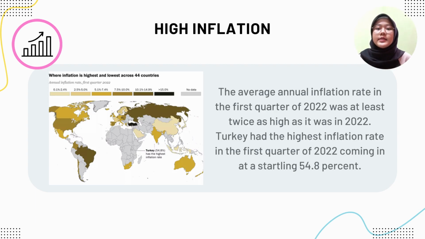Turkey has the highest inflation rate of all the nations in the first quarter of 2022, coming in at a startling 54.8%. Turkey has had high inflation for a long time, but in late 2021, it spiked as a result of the government's unorthodox economic policy, such as reducing interest rates rather than raising them.